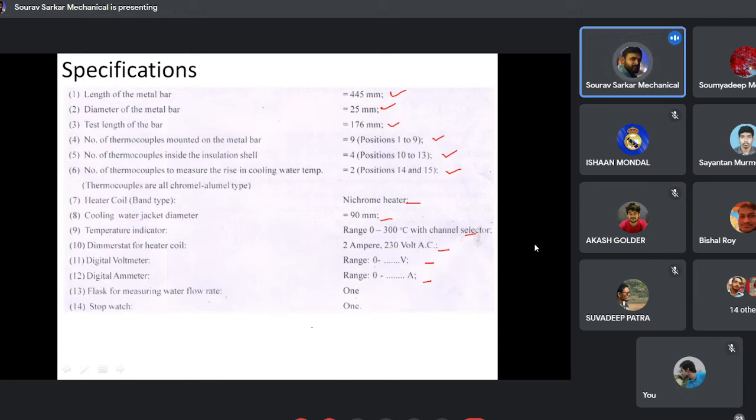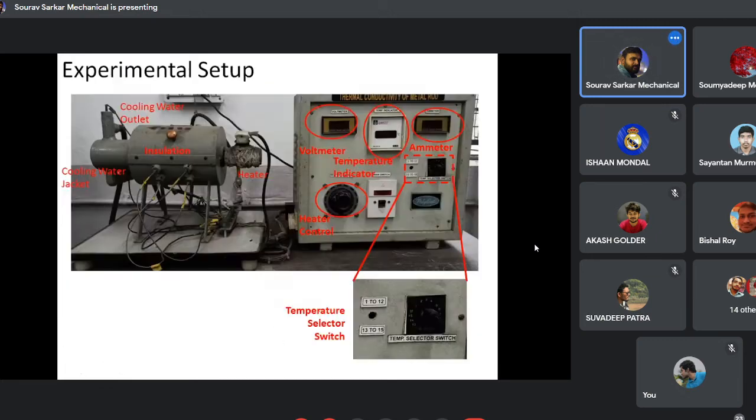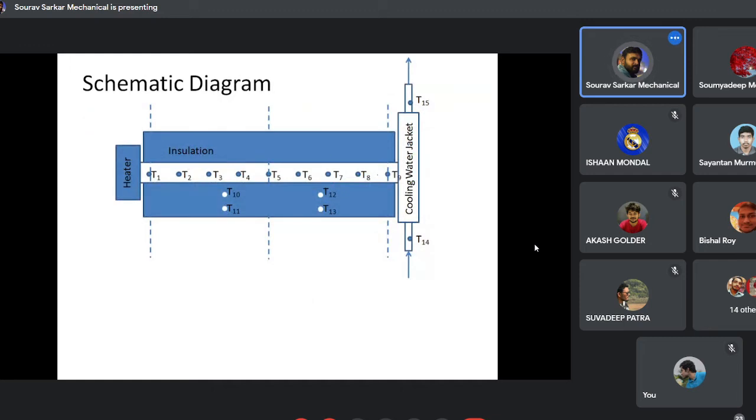You also have to find out the m dot. Here, if you want to quantify how much heat is being lost, T15 and T14 are not sufficient because we know that it is m dot Cp delta T, T out minus T in. So you have to also quantify it. What you have done, you have used one measuring flask here. You will consider one delta t time, and during that period you will measure how much water is collected, and that m divided by delta t, you will get m dot.